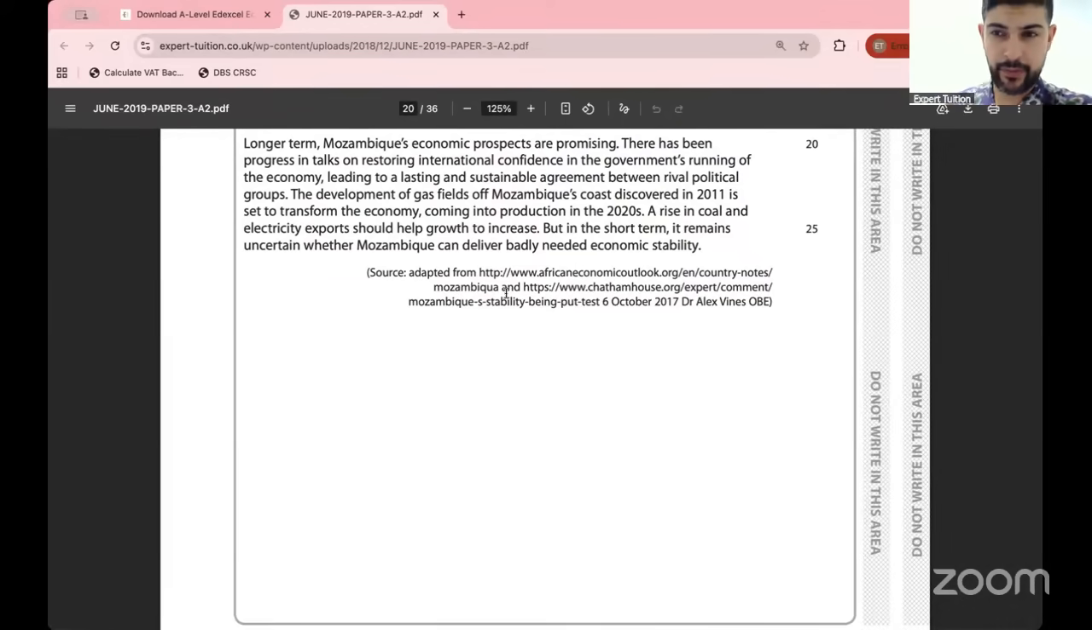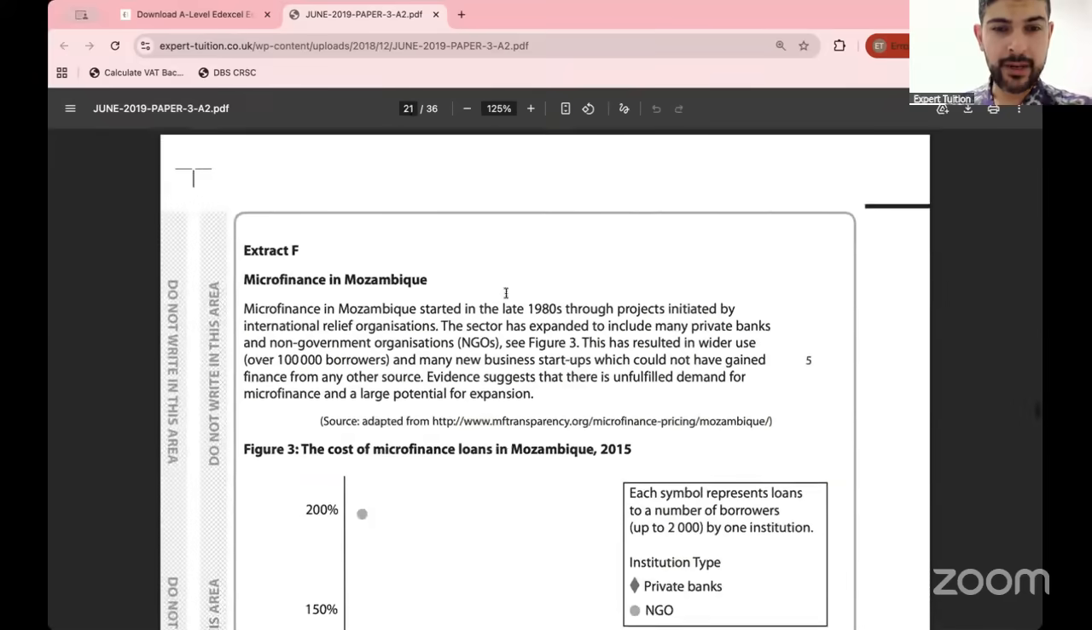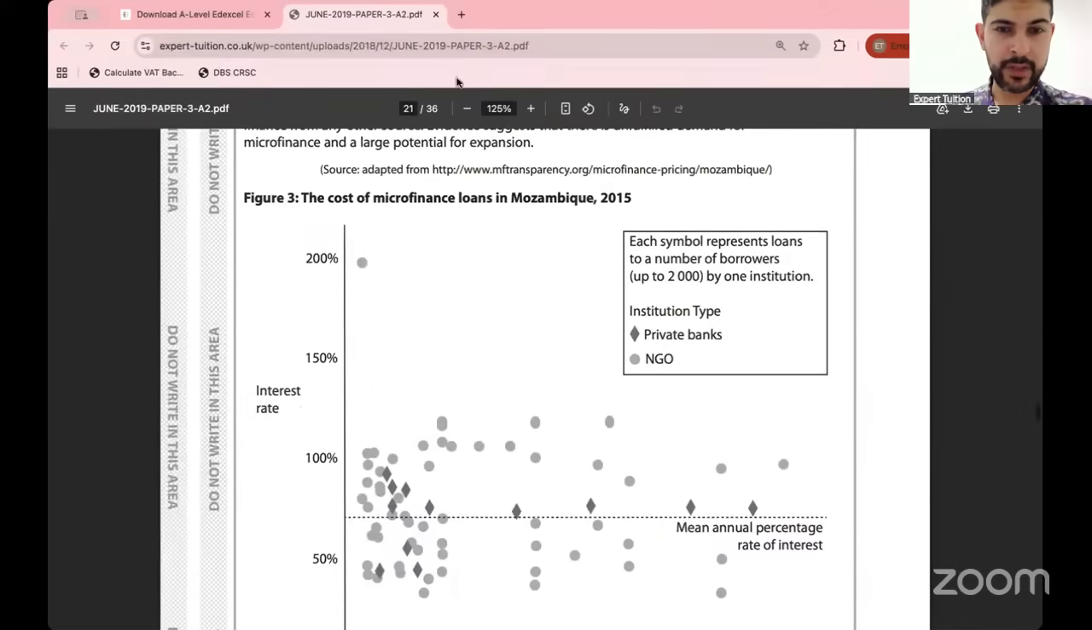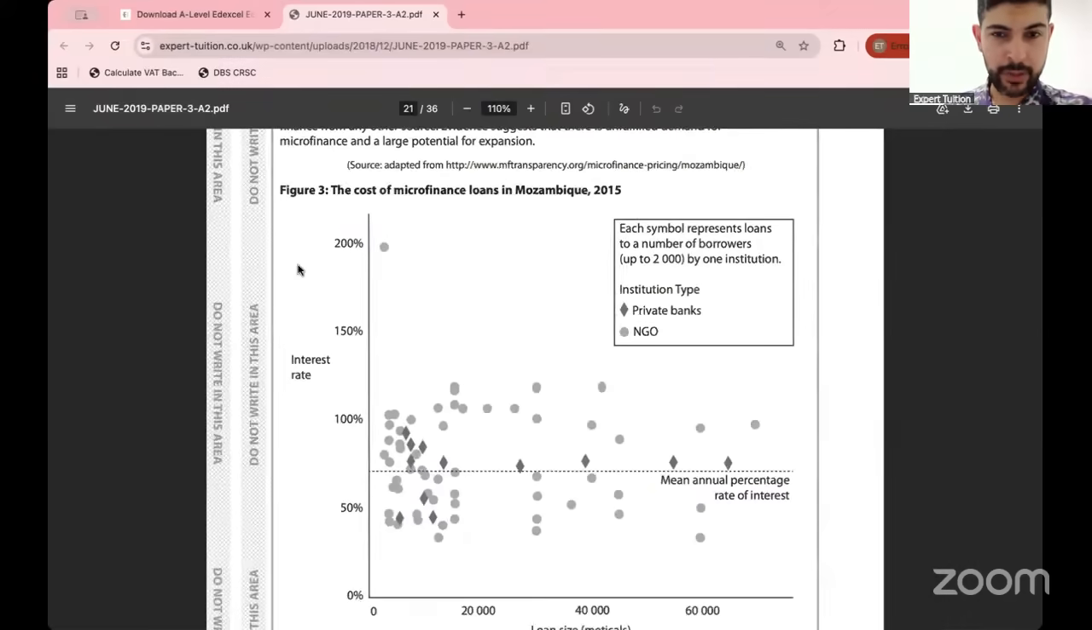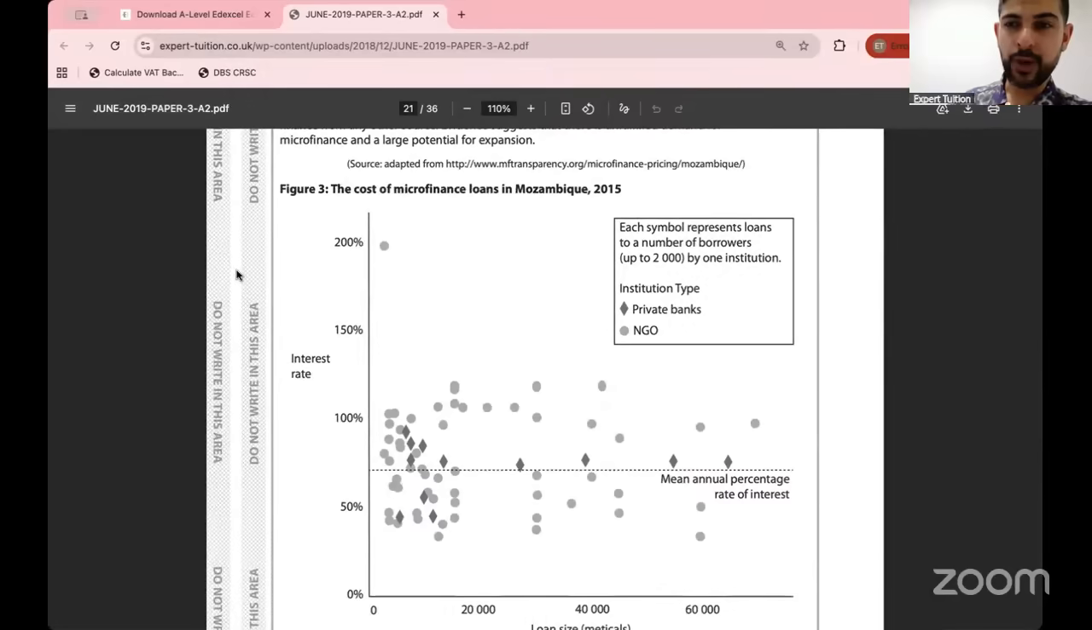But then we look at figure three. And I don't know about you guys, but the first time I looked at this figure, my jaw hit the ground. What the hell is this? The average interest rate is 75%. Sorry, look at that one. It's 200%. Honestly, that is immoral. But the point is that you're going to go, however, microfinance schemes may actually be harmful to borrowers.